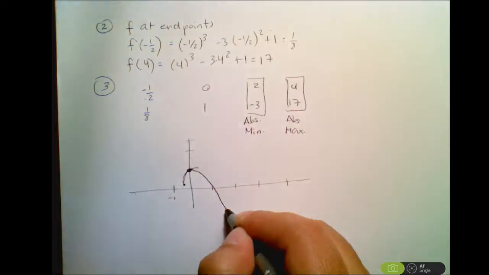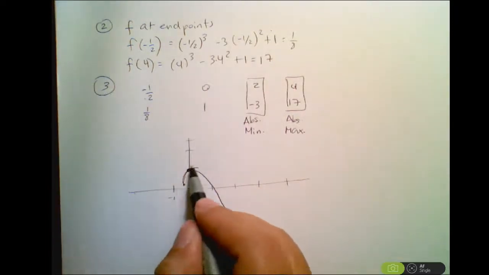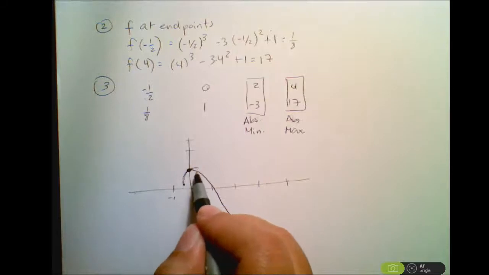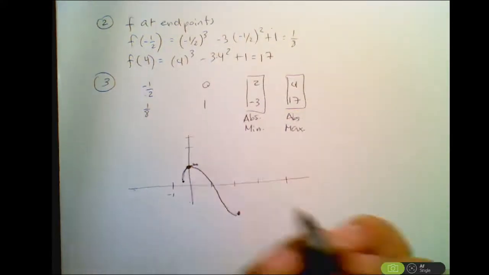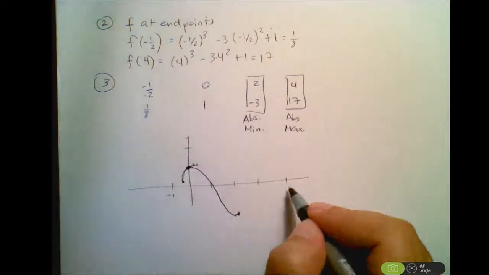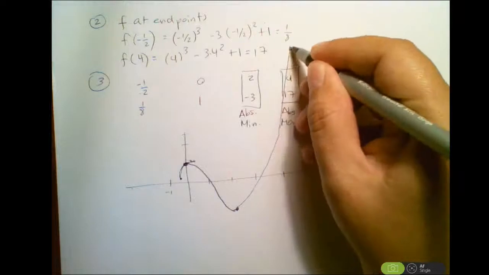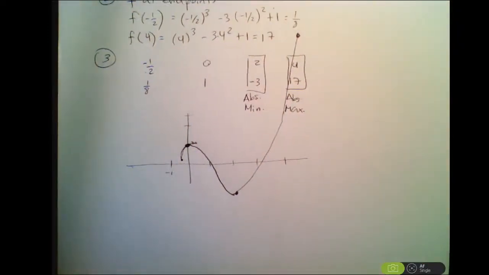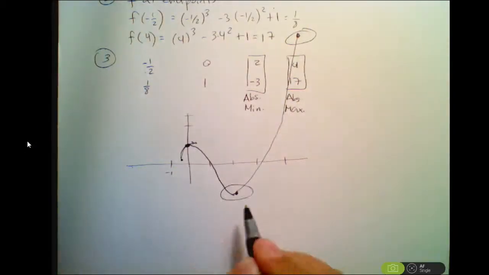Oops. If you're sketching, at least make sure that if it looks like a local maximum, then it looks like it, and don't go any higher than that point. That's obviously a mistake there. And then at 4 is 17, so it goes up. Okay, 17. So my function looks like that, and this one is the absolute maximum, and this one is the absolute minimum.